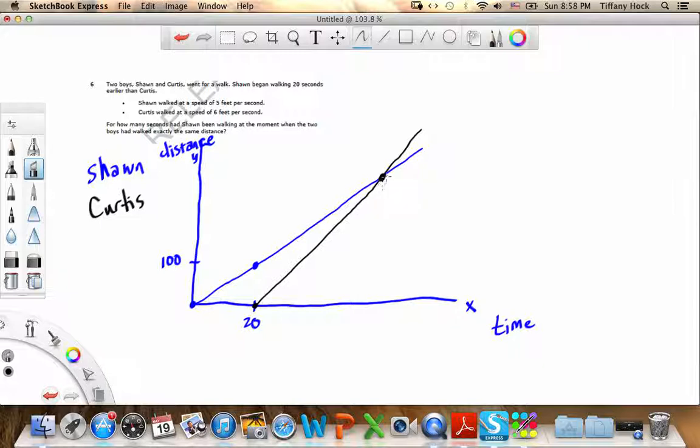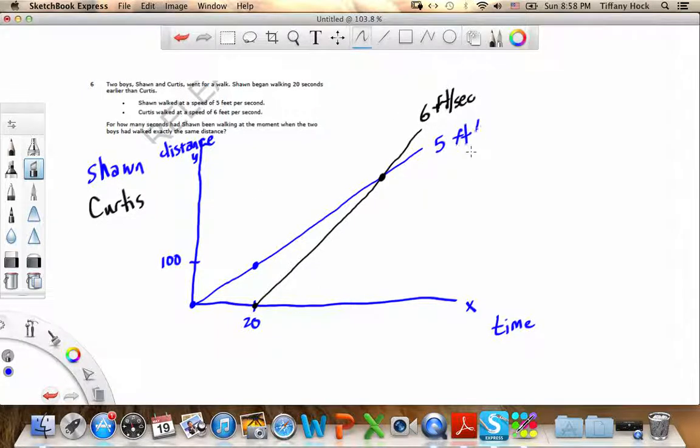So we've got to figure out how long it took for Curtis to catch back up and actually be at the same distance as Sean. So he's 100 feet behind Sean when he starts. But he's walking at 6 feet per second, whereas Sean is walking only at 5 feet per second.